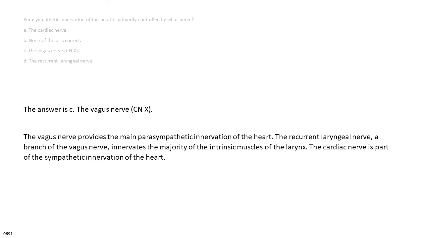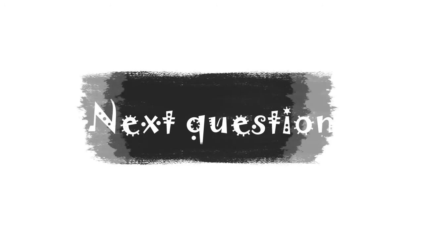The answer is C. The vagus nerve, CN10. The vagus nerve provides the main parasympathetic innervation of the heart. The recurrent laryngeal nerve, a branch of the vagus nerve, innervates the majority of the intrinsic muscles of the larynx. The cardiac nerve is part of the sympathetic innervation of the heart.